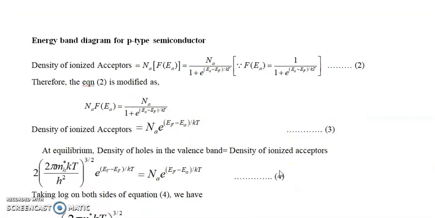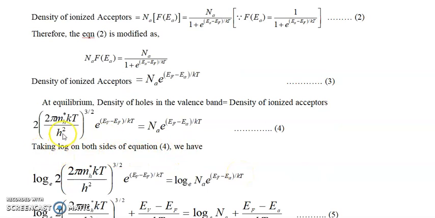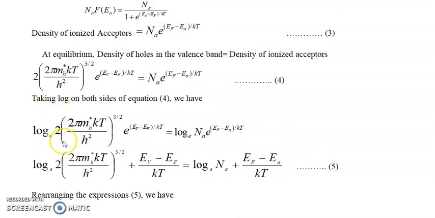At equilibrium, equation 1 must equal equation 3: the density of holes in the valence band must equal the density of ionized acceptors. So we equate them and simplify, taking log on both sides. Using log AB = log A + log B, log e becomes 1, so the remaining term is (Ev − Ef)/kT. Similarly, log Na + (Ef − Ea)/kT, where log e becomes 1.